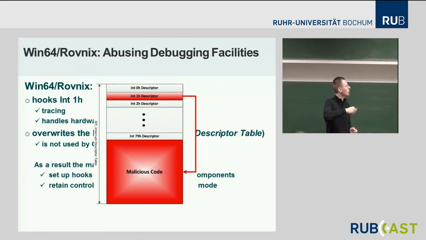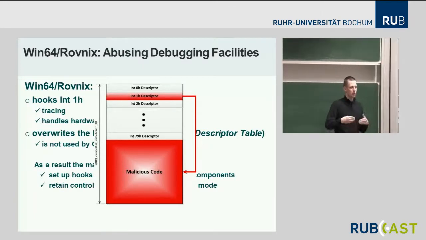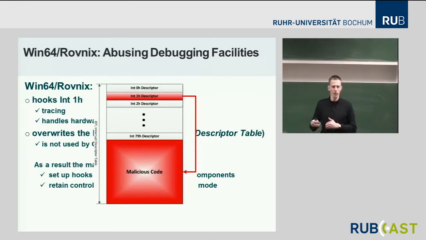So it hooks the first interrupt. The code handling this interrupt is located here. Before switching into protected mode, it sets up some hardware breakpoints at specific locations. So when WinLoad.exe receives control, the breakpoint is triggered, and the malware receives control in protected mode.